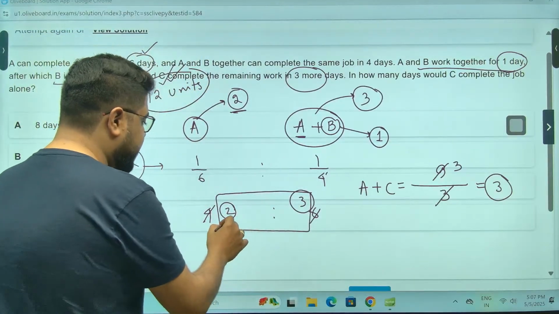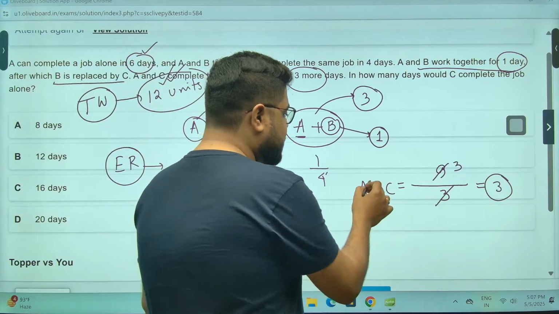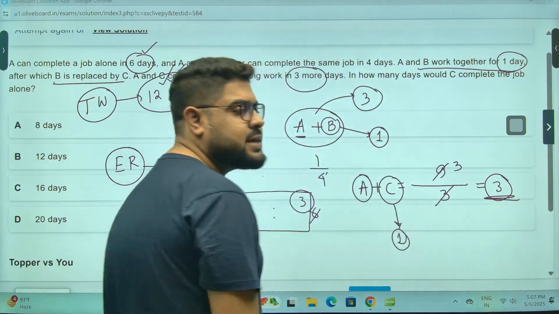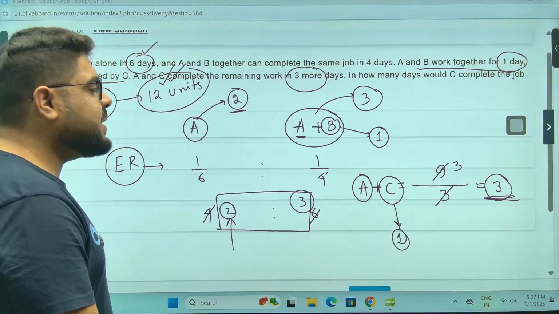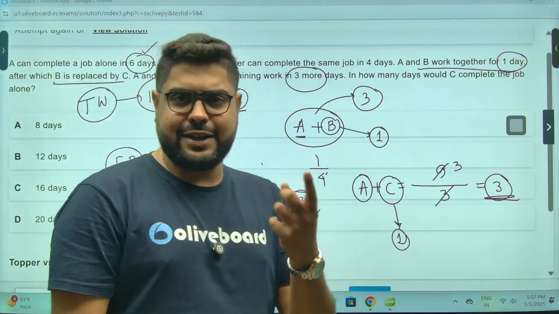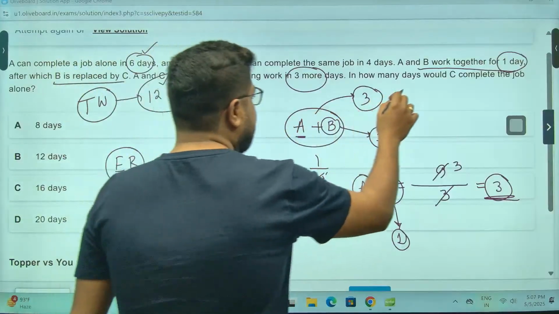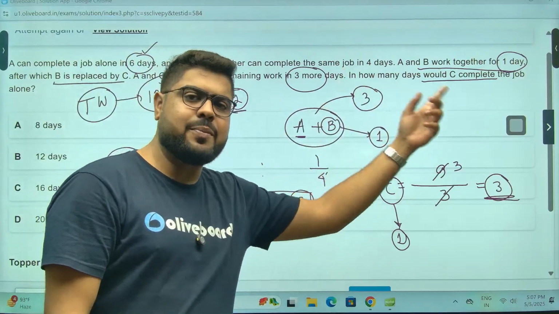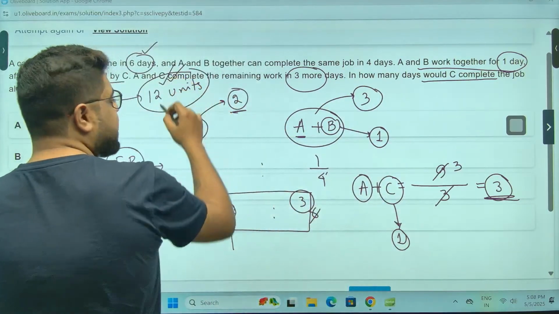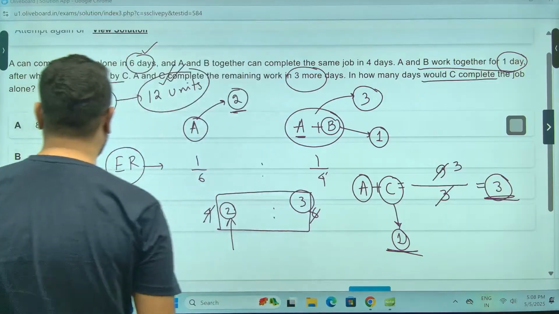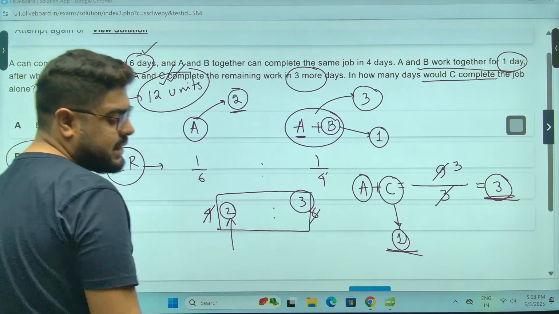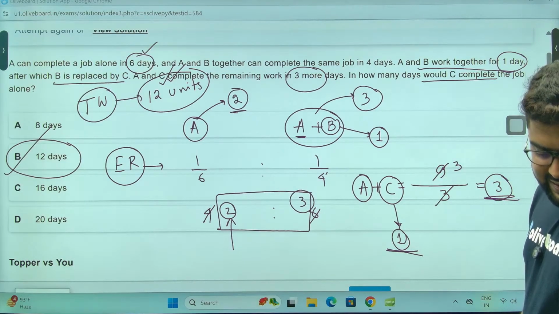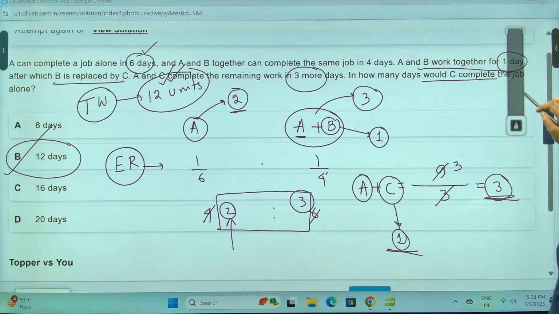Out of that, we know the efficiency of A is 2. So C has to be 1, because total is 3, and 2 plus 1 is 3. So C does 1 unit of work every day. Now, in how many days will C complete the job? 12 units of work, C does 1 unit every day, so he will take 12 days. Option B is the correct answer. Yes, 12 is most definitely correct. Very simple question.